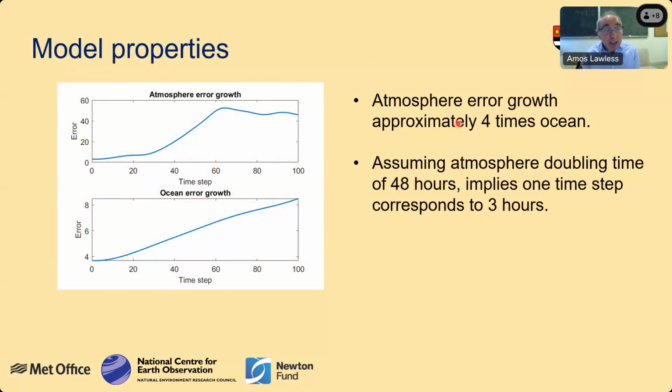If we assume in the atmosphere that the doubling time of an error is around 48 hours, this would correspond to an ocean doubling time of around 8 days. So we're more or less in the right kind of range for the split between the atmosphere and the ocean timescales. And if we assume the atmosphere doubling time is 48 hours, then one time step in this model corresponds to 3 hours.